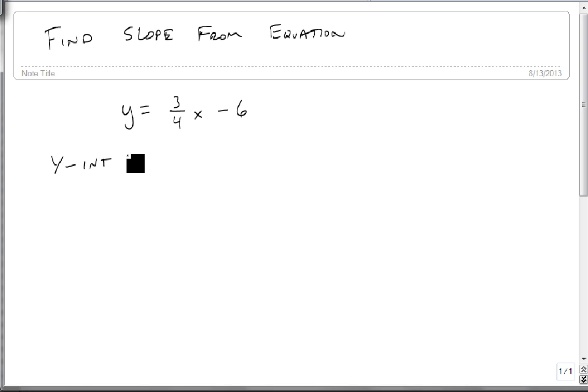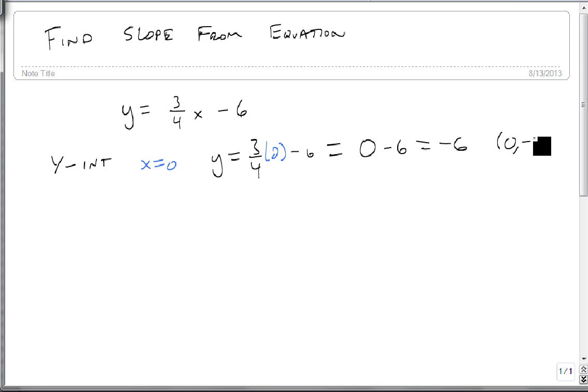We're going to start with the y-intercept. Remember, this means we plug in a 0 for x. So y equals 3/4 times 0 minus 6, which is 0 minus 6, or minus 6. So we have a point at (0, -6).